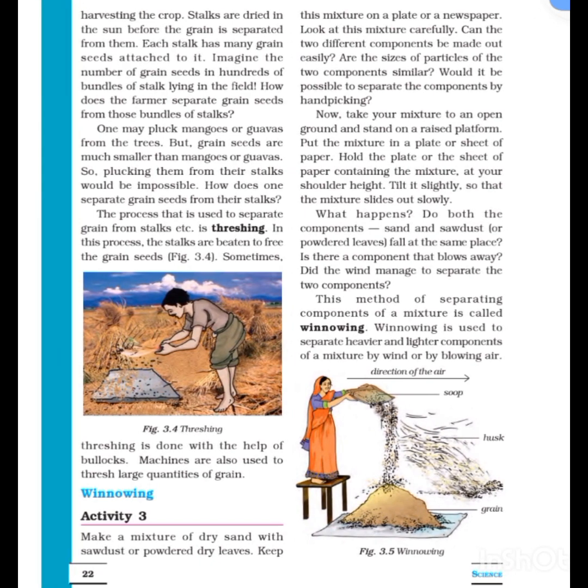Sometimes threshing is done with the help of bullock. Machines are also used to thresh large quantities of grain. The machine also does it, breaking them down very finely, right?